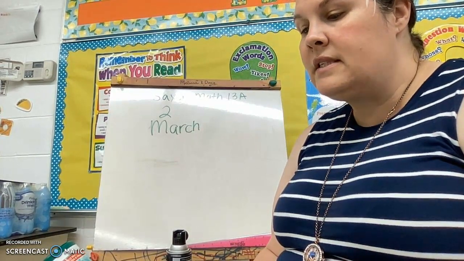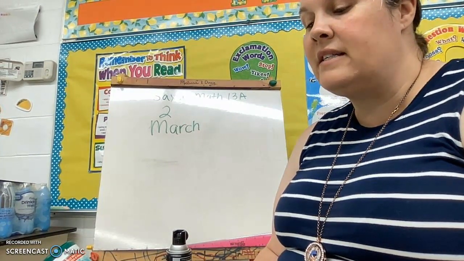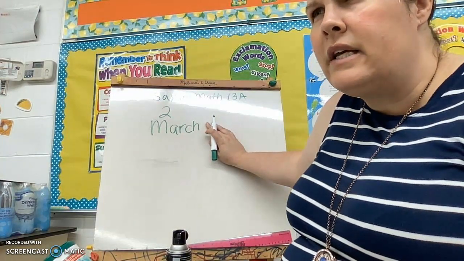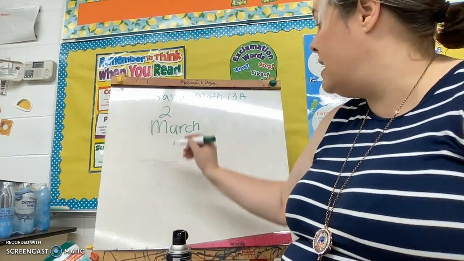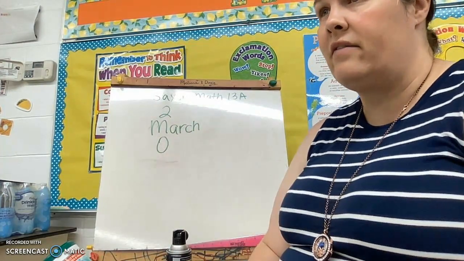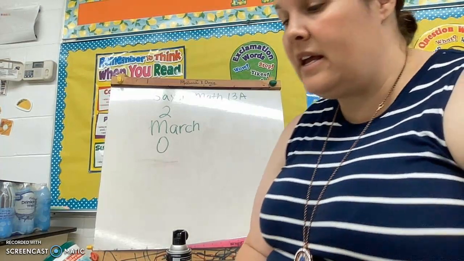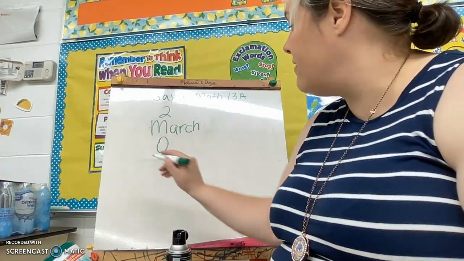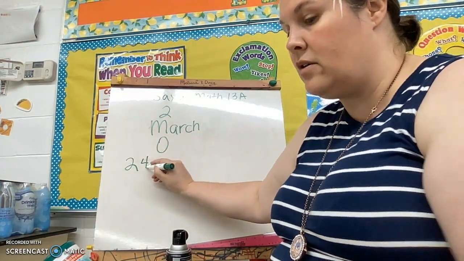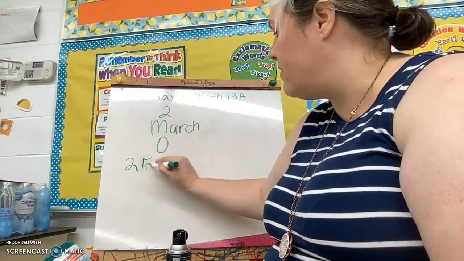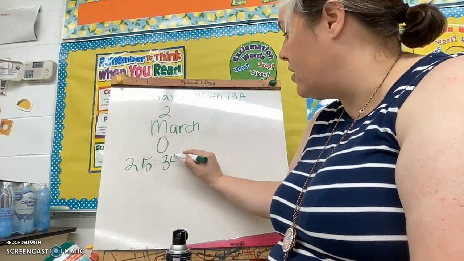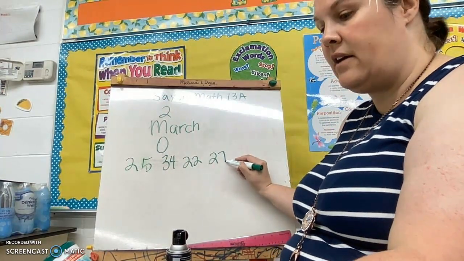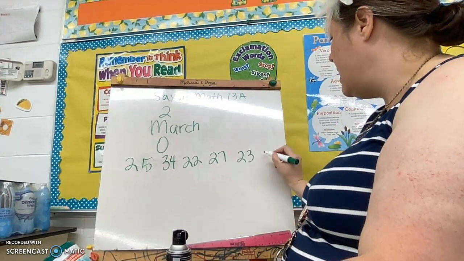Okay? The next one says, how many children have birthdays in that month? Oh, okay, so we're going back up to that question before. Okay, and I'm looking, and there are 0 birthdays in March for our class on our birthday graph. So you're going to have a 0 in that blank. Okay, number 2 gives us several numbers in a row here. We've got 25, we've got 34, we've got 22, we've got 27, 23, and 29.